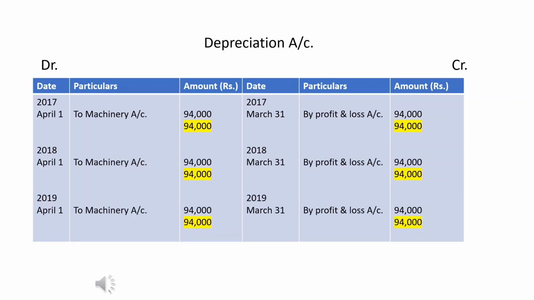सिर्फ आपको डेबिट साइड पर अमाउंट मेंशन करना है जिससे आपका मशीन डेप्रिशिएट हो रहा है एवरी ईयर, that is 94,000 rupees. Then on the credit side, you have to take this balance of the particular year to profit and loss account, which will be same, that is 94,000 rupees. उसके बाद आपको सिर्फ टोटल करना है डेबिट एंड क्रेडिट साइड का, जो अगेन 94,000 rupees होगा. So this way we can complete the depreciation account for 3 years as asked in the question as well.